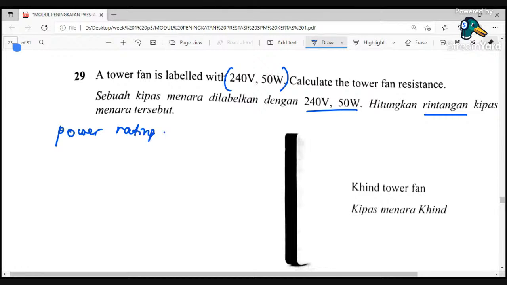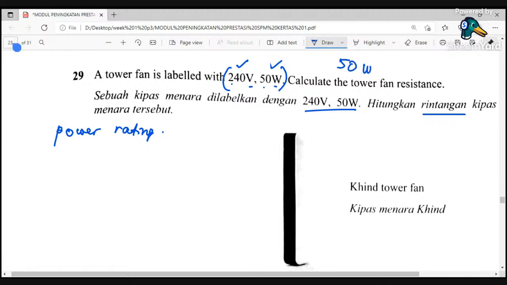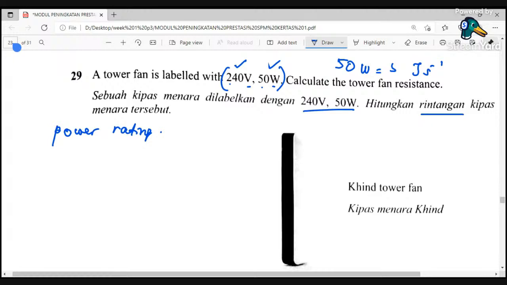Okay. So what is the meaning of power rating? Means if the tower fan is connected to 240 volt of power supply, it will consume 50 joule of energy in 1 second. Because 50 watt means 50 joule per second. Okay, itu maksud definition dia. Maksudnya kalau kita nak dia normally function, dia kena pakai voltage ni. Okay.